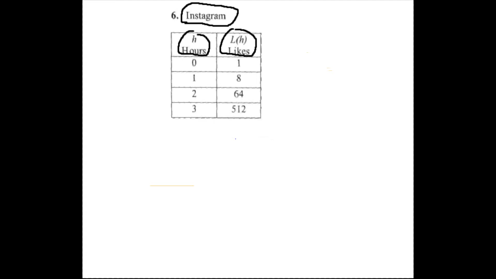And we've made a table of values that shows how many likes we get over the course of each hour after we post it. As soon as we post it, we got 1 like. An hour later, we're up to 8. 2 hours later, we have 64 likes, and 3 hours later, we have 512. So the question is: is this an exponential function? And if it is, how do we write the equation for it?